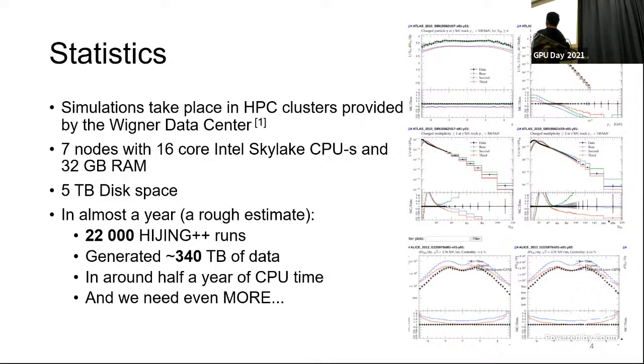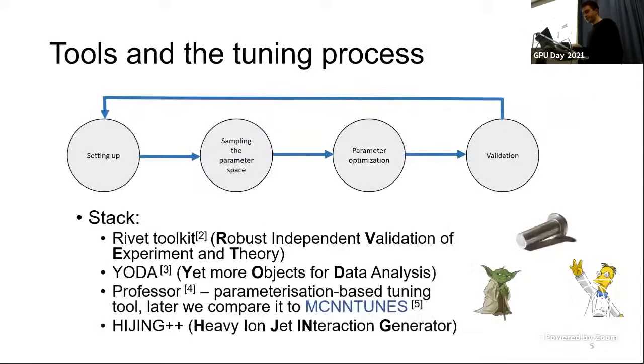We have 5 terabytes of disk space, and in almost a year, from when I joined, by the calculation that I made, we made around 22,000 HIJING++ runs and created, this is a very low estimate, 340 terabytes of data, but I think it's more like 600. This is a very low estimate, in around half a year of CPU time, and this is still not enough. The tuning is still ongoing as we speak, and a number of runs are ongoing as we speak.